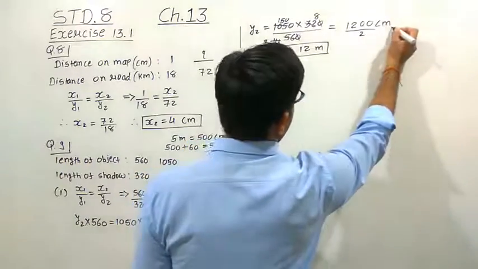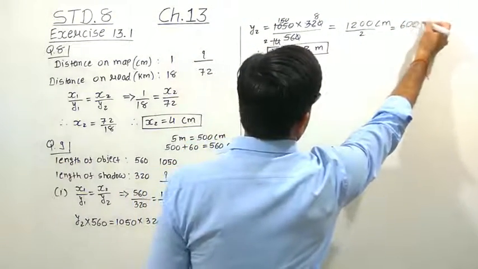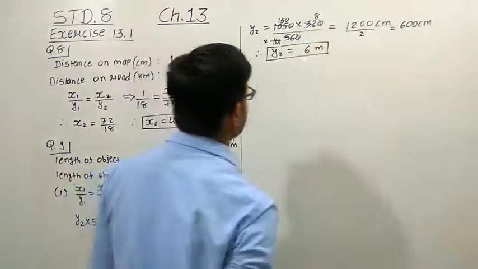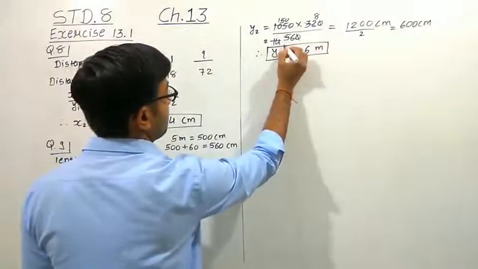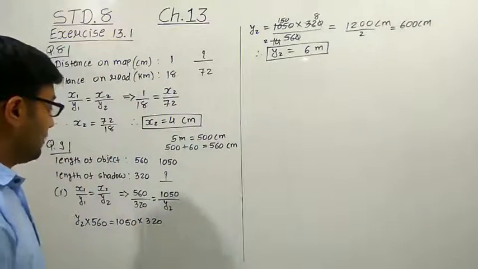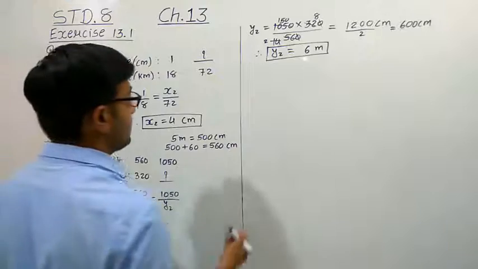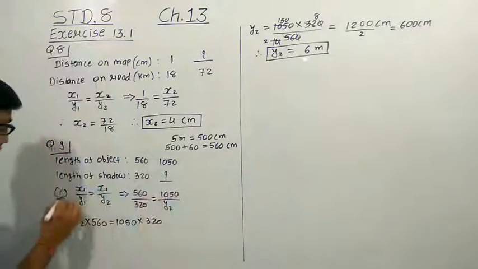So this value will now become 600 centimeter, or in other words we can say 6 meter. So the shadow here we get is equal to 6 meter or 600 centimeter. Now this is the first case that we have solved.